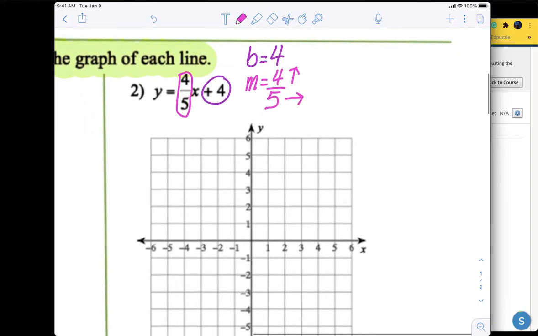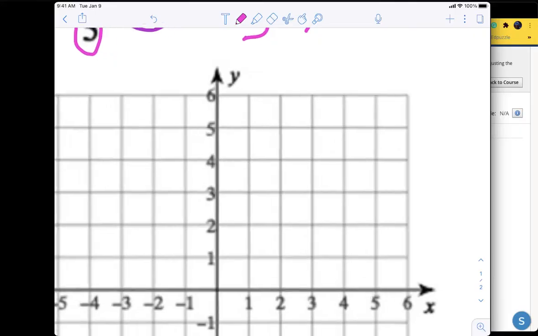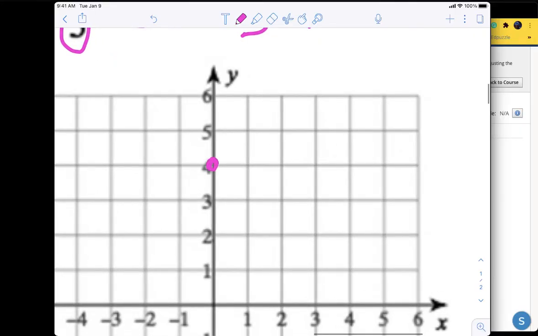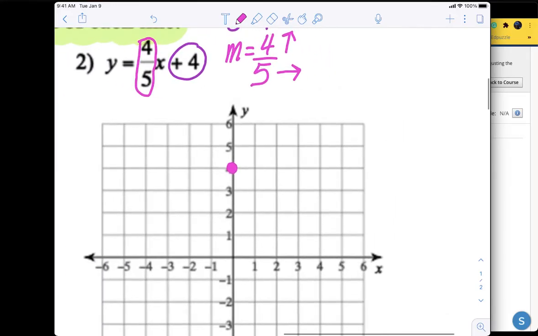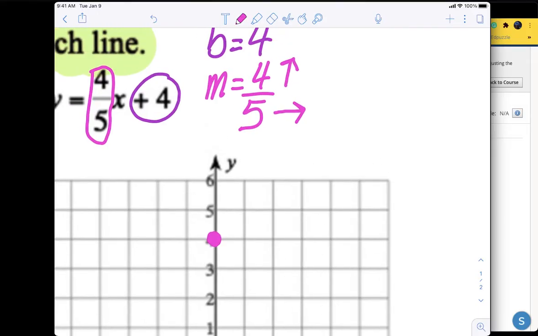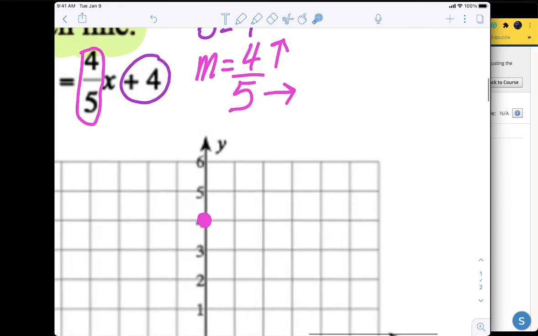So where do I begin? I always start with my b, my y-intercept. And my b here is a positive 4. So I go here to positive 4. Look at that. Okay. So next I'm going to move up 4 and over 5. So let's move up 4 and over 5.